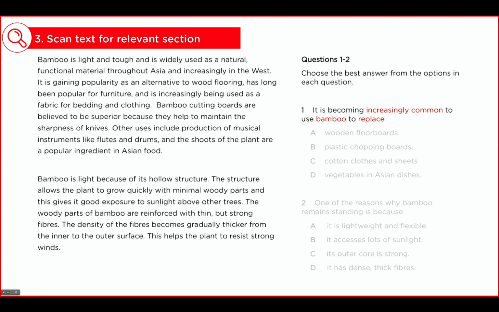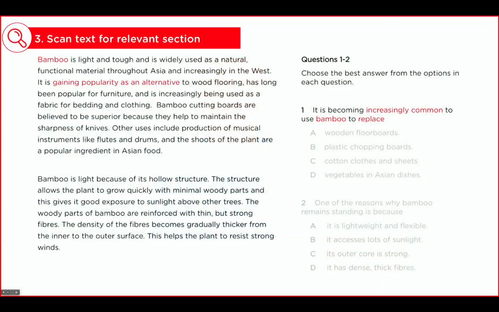Then what we're going to do is scan the text for the relevant section that will include either the exact same words or synonyms or paraphrases of those words. So we have bamboo and we have gaining popularity. In other words, increasingly common. And then we have an alternative for the word replace. So we know where to read now.